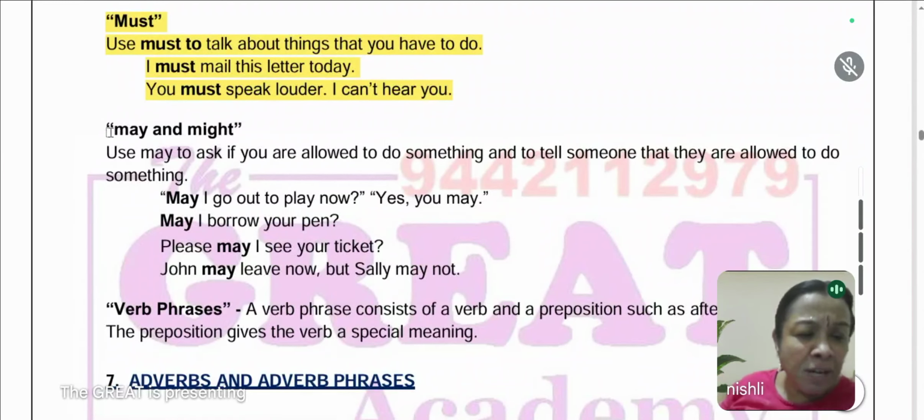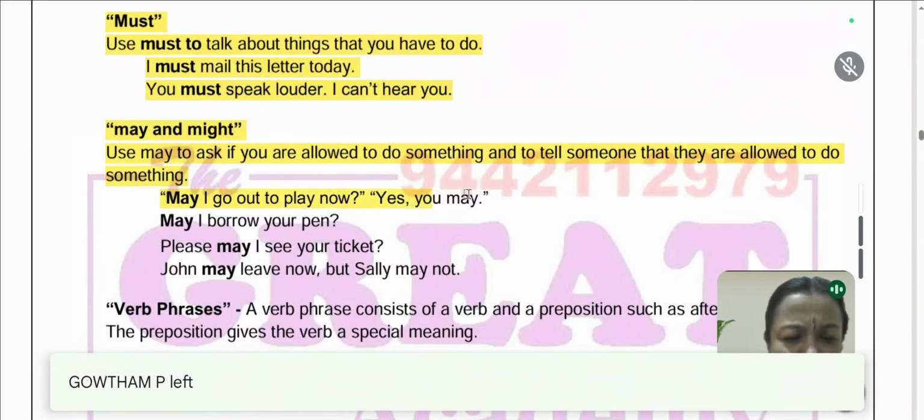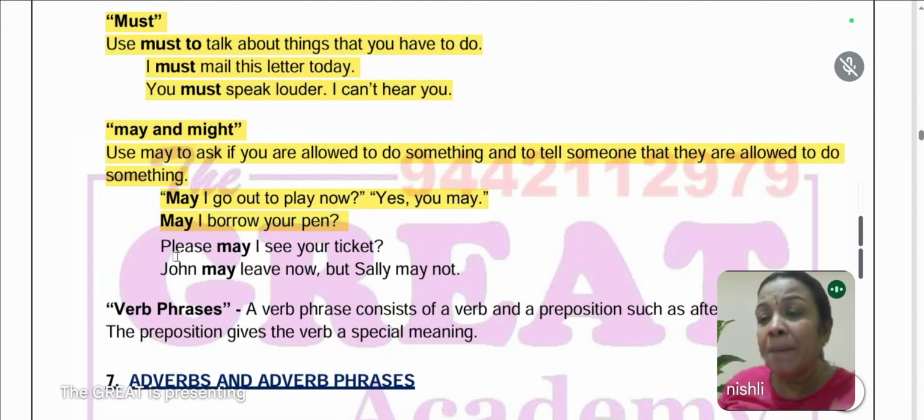Okay, the next one is, as I told you, may or might. Use may to ask if you are allowed to do something and to tell someone that they are allowed to do something. May I go out to play now? Yes, you may. May I borrow your pen? You're requesting. May I come in? May I go to the washroom? May I borrow your pen, please? Anything like that.